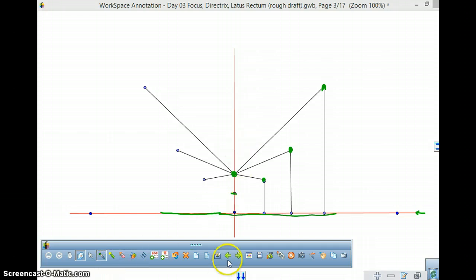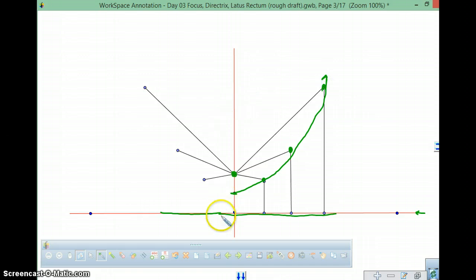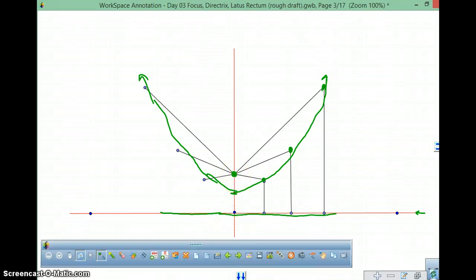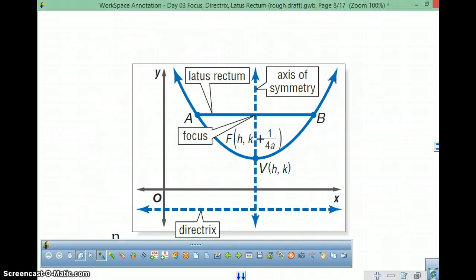sorry, I can't see my color changer. I would end up with this shape. This is badly drawn, I know, but it's a shape you're very familiar with, which is a parabola. So a parabola is the shape that's formed by all the points that are equidistant between the point and a line. Okay? I'm going to skip through some of this.